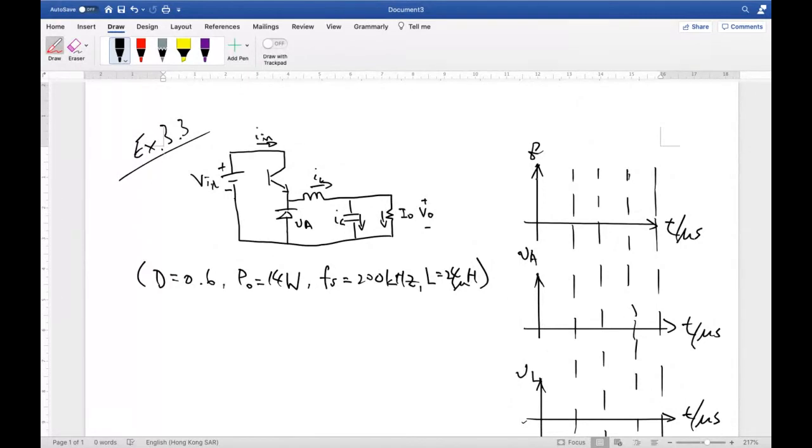So the first one is the Q waveform. The Q waveform is very simple, either 1 or 0. But before drawing the Q waveform, we need to determine 2 parameters. The first one is the on interval, and the other one is the switching interval. For the switching interval, we can calculate the value from the switching frequency. This is the first parameter that we need to determine.